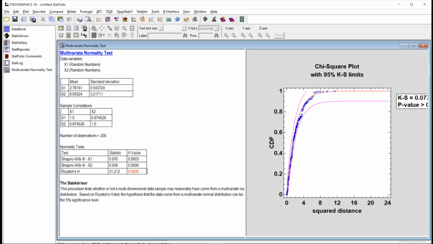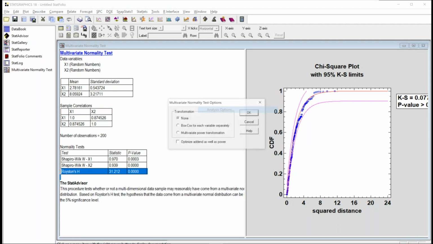Down at the bottom of the page, when it appears, you'll see a table. It says normality tests. Right about here, you'll see in red the p-value for Royston's H test. The p-value is 0.0000. That is a very strong rejection of the idea that those 2 columns come from a multivariate normal distribution.